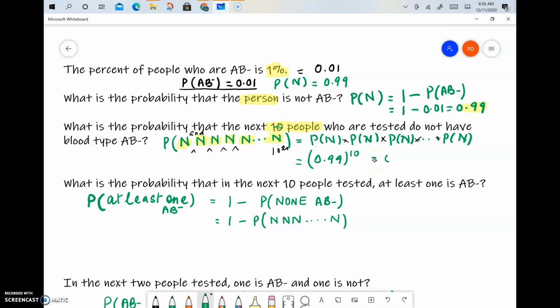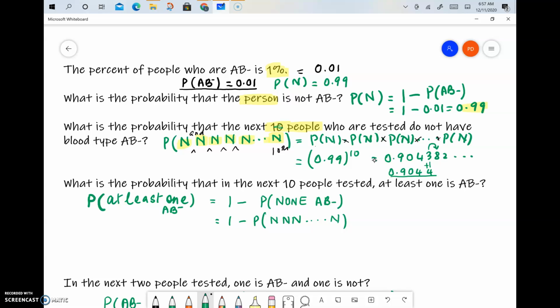Which is equal to 0.904382 dot dot dot. If the question says rounded to the 4th decimal place, then we look to the 5th, and since it's 5 or greater, we add 1, which means we round up to 0.9044. So we add 1 to the 4th decimal place and we get 0.9044.